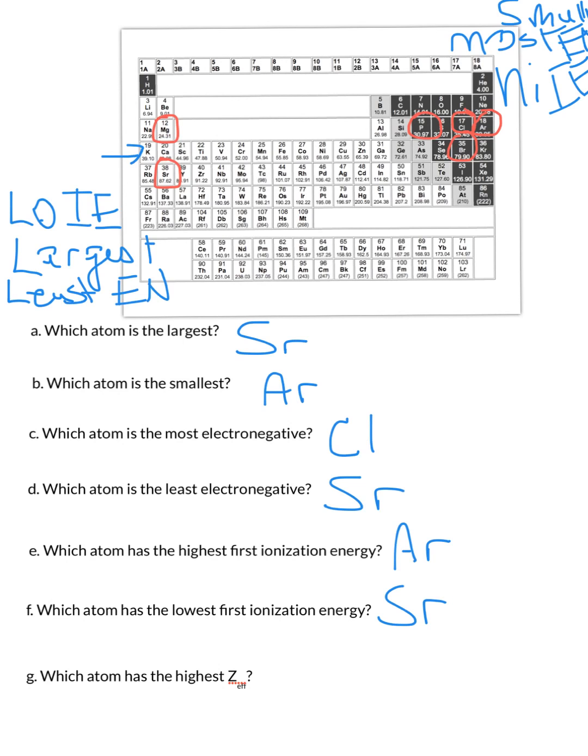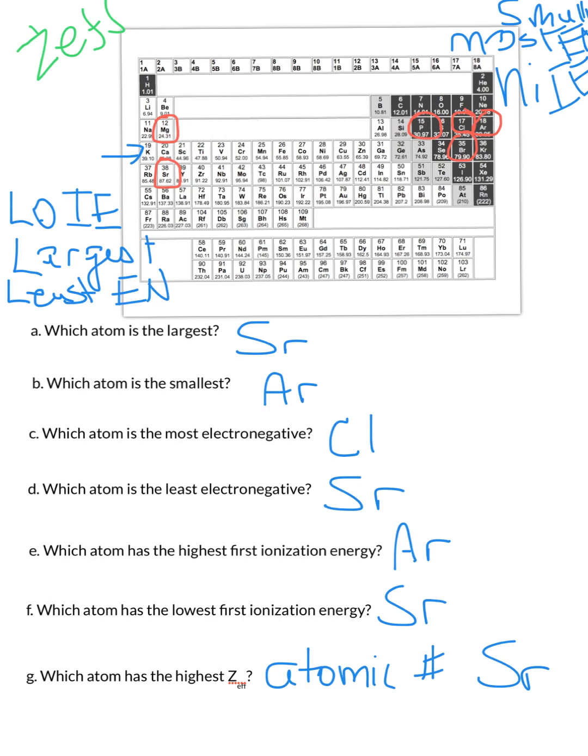Now, which atom has the highest Z effective? In general, the best way to determine the one with the highest Z effective is to look at the one with the highest atomic number. So, in that case, strontium, which has an atomic number of 38, is going to have the highest Z effective on its outermost electron. However, this is actually a deep thinker question because Z effective increases in 2 different ways.